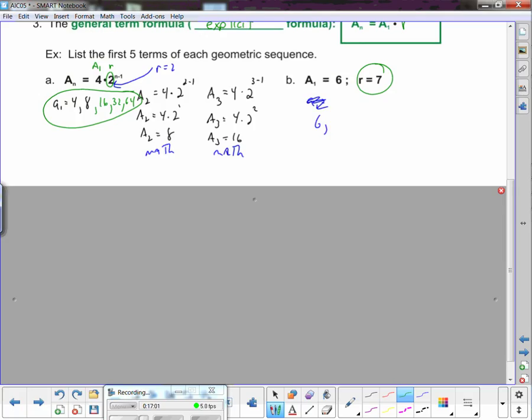If the first term is 6 and r is 7, the next term has to be 6 times 7, which is 42. Again, I can write the explicit formula and go the math way. But if I know the previous term and I know r, I can just figure it out. All right, you're probably going to need your calculator for the third term. Take your calculator out because it gets pretty big pretty quick.